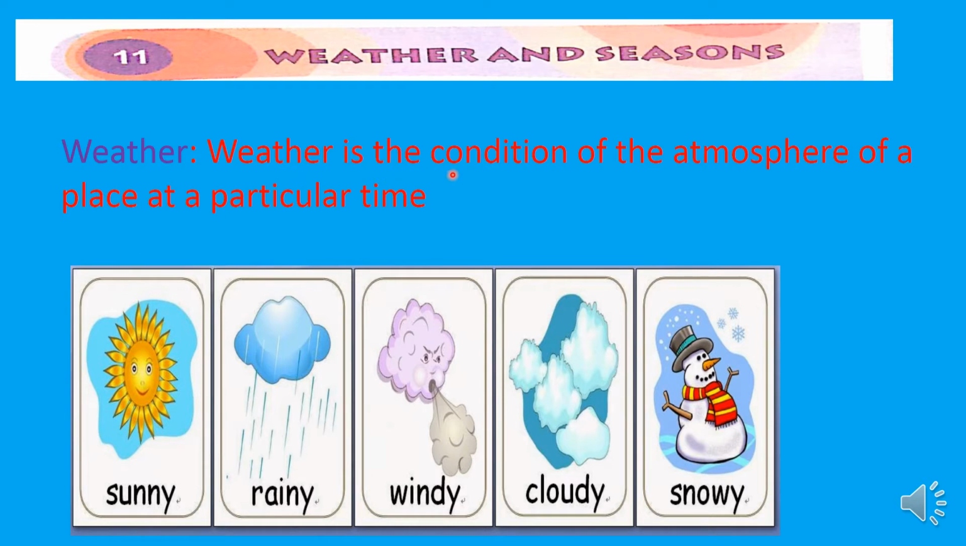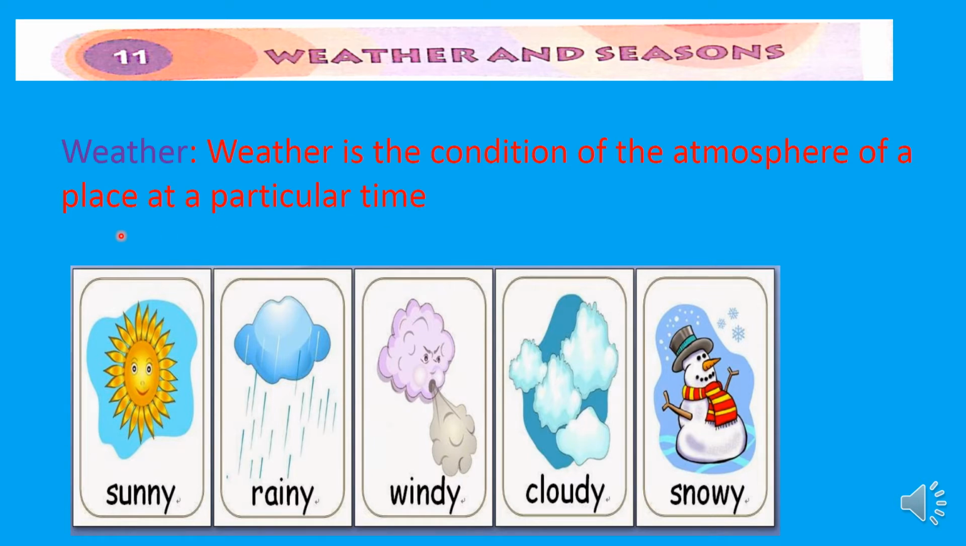Weather is the condition of the atmosphere of a place at a particular time. So, now the time is 10 o'clock. How is the weather, children? Yeah, it's very hot. What I'm saying, listen, weather is the condition of the atmosphere of a place at a particular time.